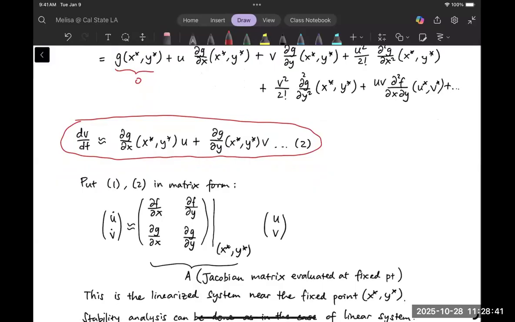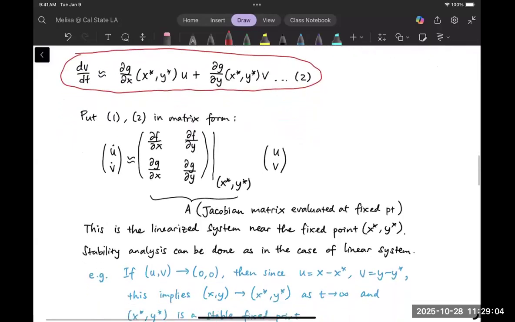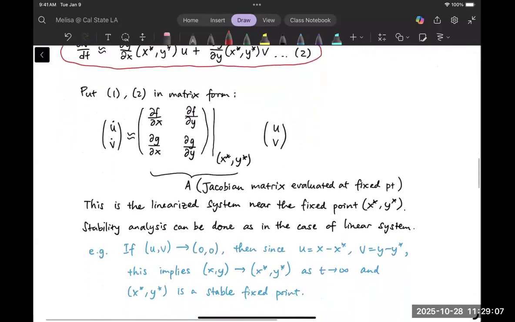Okay, so this is the linearized system near the fixed point. From here, we can get an approximation to the nonlinear system that we have initially. And then we can also use the stability analysis that we did before to analyze the stability of the fixed point of the nonlinear system. Stability analysis can be done as in the case of a linear system.